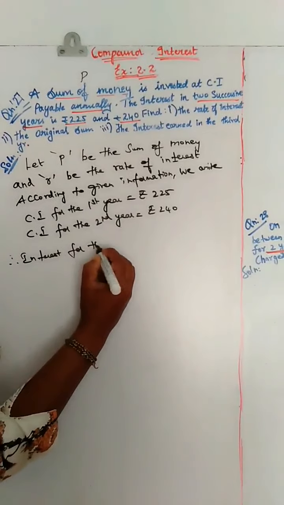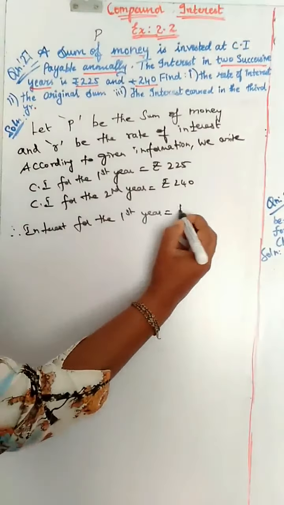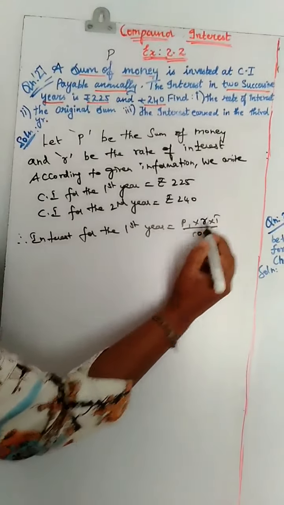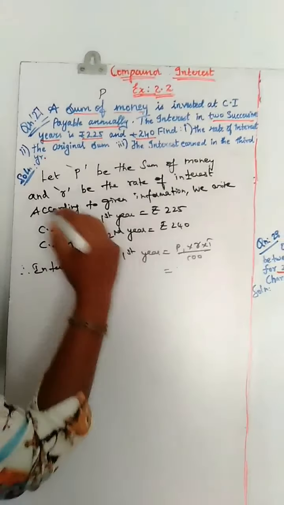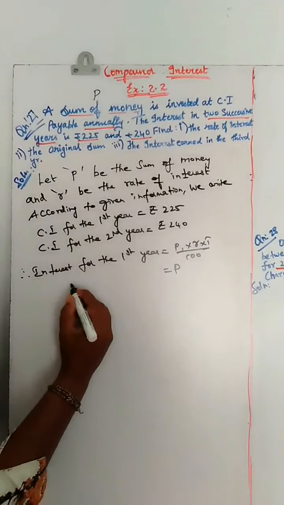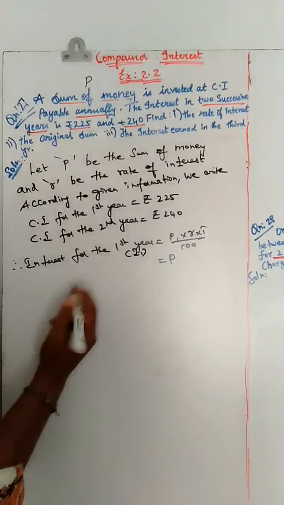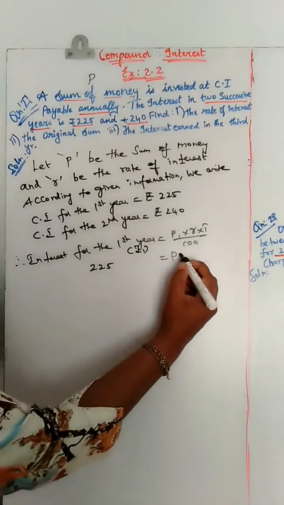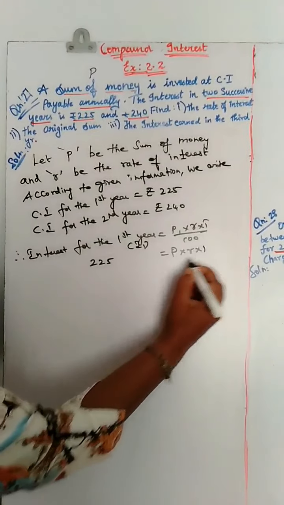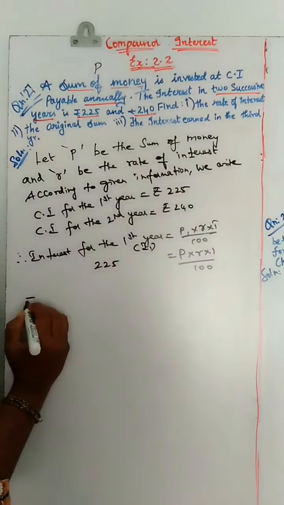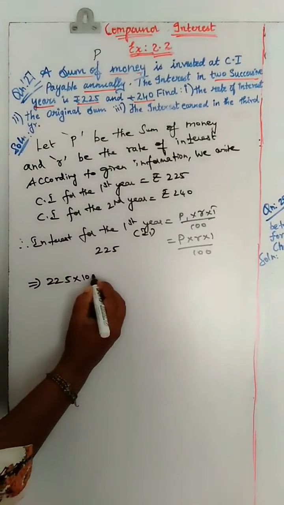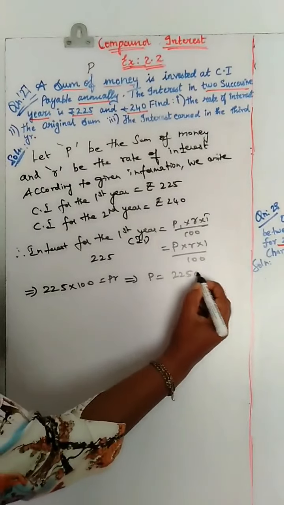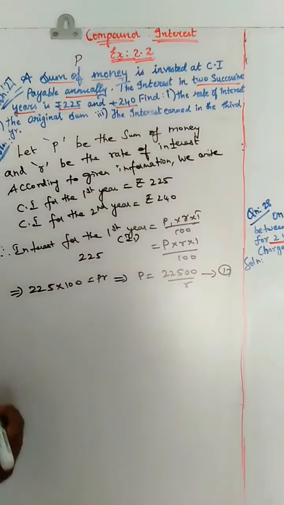Right. So, interest for the first year, we know the formula: I1 equals P1 into R into T by 100. The small r we can use. Here P1 is the original principal, and the interest for the first year we denote by I1. So 225 equals P into R into 1 by 100. From this, 225 into 100 equals PR, which implies P equals 22,500 by R. We take this as equation 1.